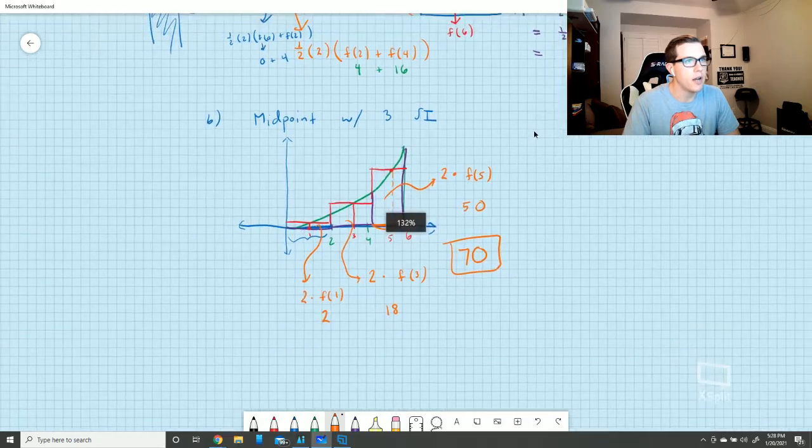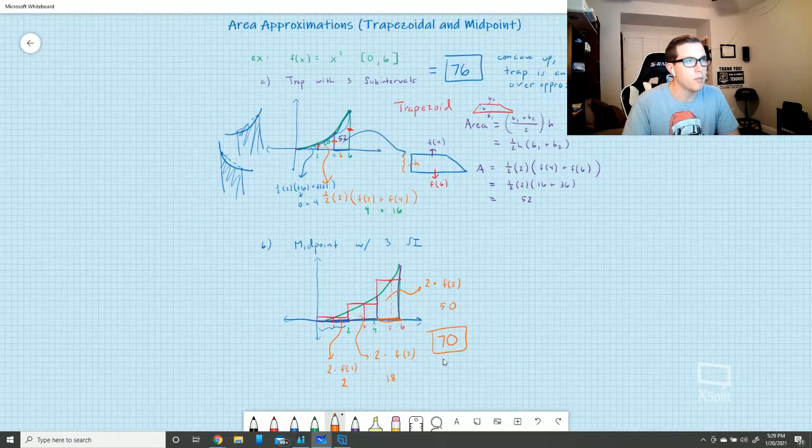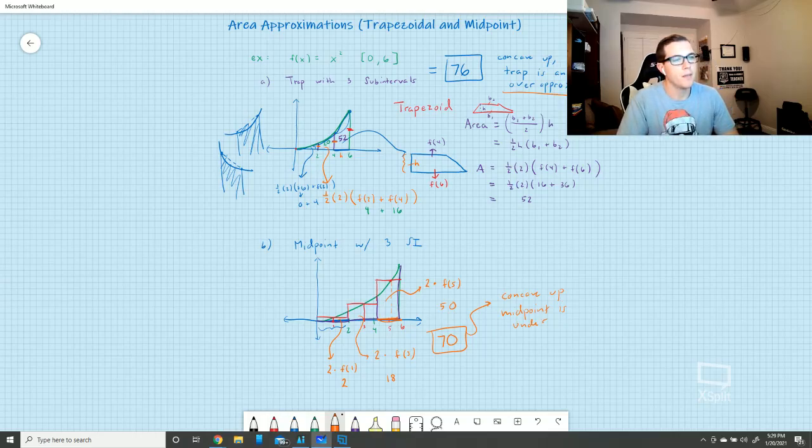How did that compare to the trapezoid? Trapezoid was 76. The midpoint's 70. Pretty close. And we said that the trapezoid is an over approximation. Any guesses on what the midpoint is? Turns out if it's concave up and the trapezoid is an over, the midpoint is an under. So they're always opposites. Midpoint is an under approximation. Trapezoid is over. So same thing if it's concave down, then the midpoint is an over.